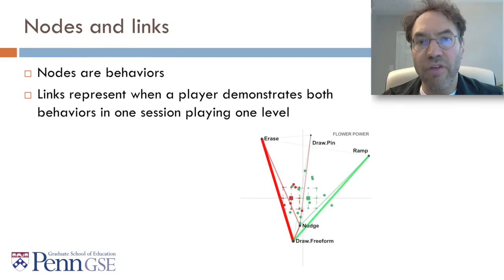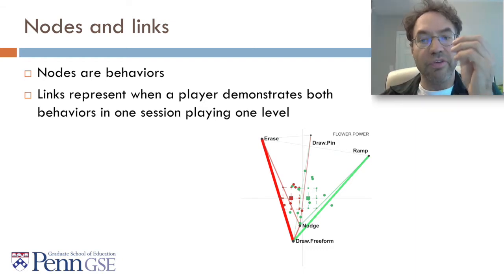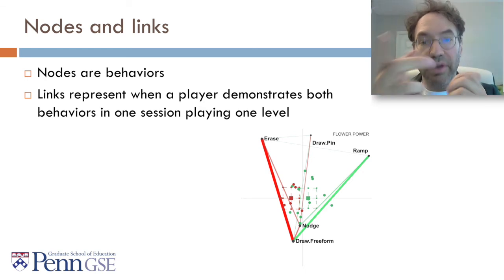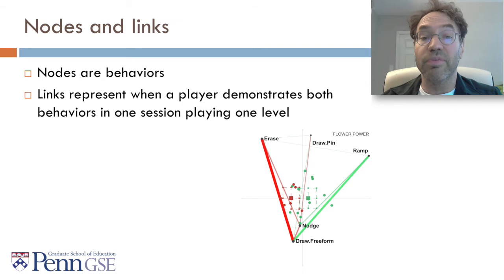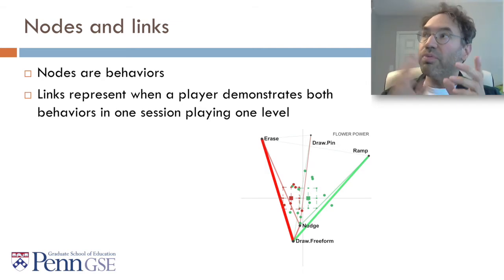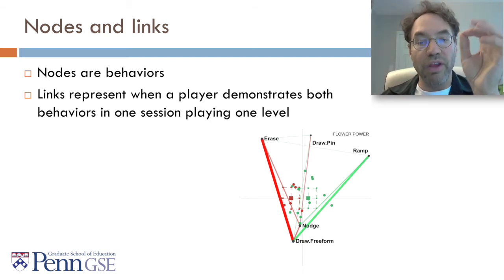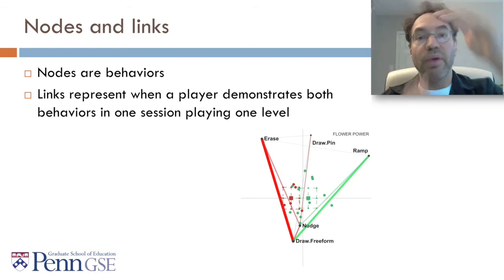In the context of Karumbaya's work on Physics Playground, nodes are behaviors, and you can see here, for example, behaviors like erasing an object, drawing a pin on the screen, creating a ramp, nudging the ball. These don't really mean much to you, but these are the behaviors, and drawing a freeform object. And links represent when a player demonstrates both behaviors in one session playing one level. So if a student is playing a level right now and they both erase and draw a freeform object, we have a link between them.